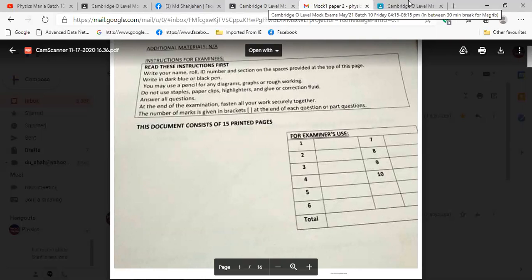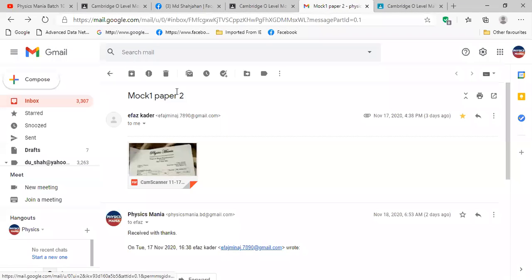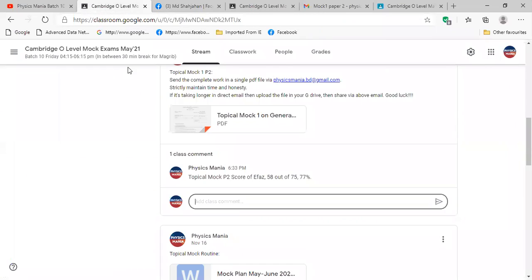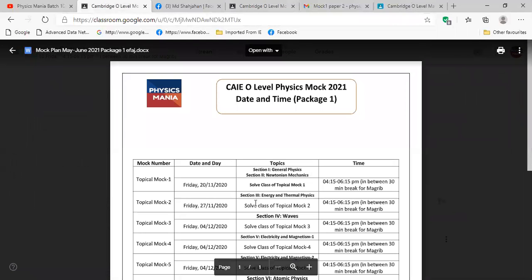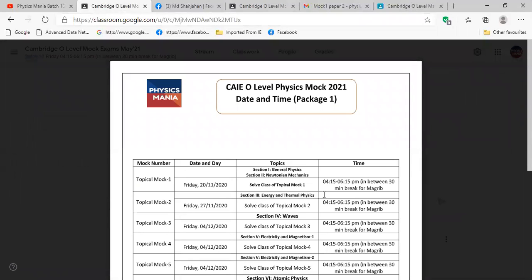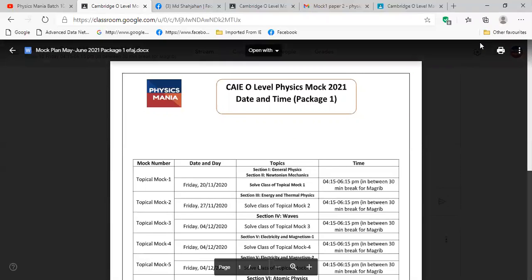On which topic is it, thermal, right? I already gave you the chapters for the topical mock, the plan, the routine. Yes, sir, the routine I got. So it is mentioned there. So what is the use of this routine? You should check it, right? Energy and thermal physics, there are five topics. You revise them and then take part. On Sunday you will get the paper, inshallah.